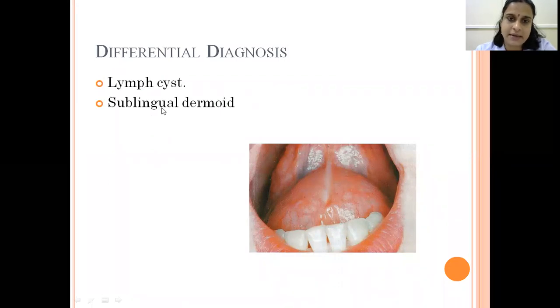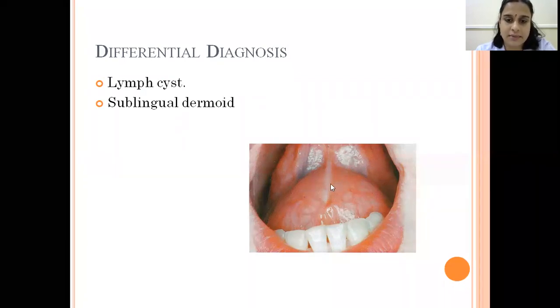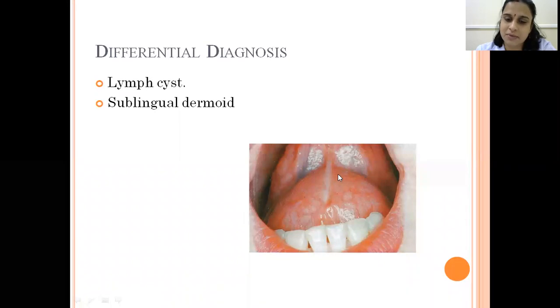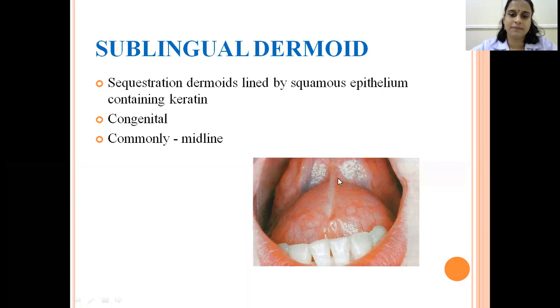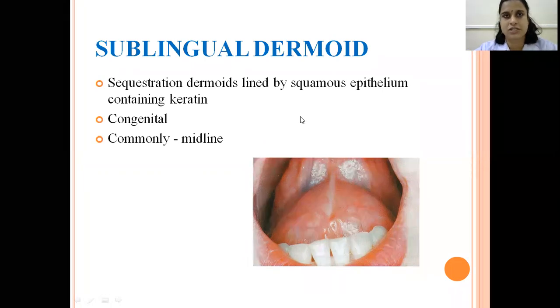These topics I will be dealing with in the coming classes also. For today, the next topic will be on sublingual dermoid. Just remember this picture of a sublingual dermoid. This picture itself will tell you the difference between the sublingual dermoid and a ranula. Okay, so coming to the next topic, a sublingual dermoid can be asked to you as a 4-mark question.